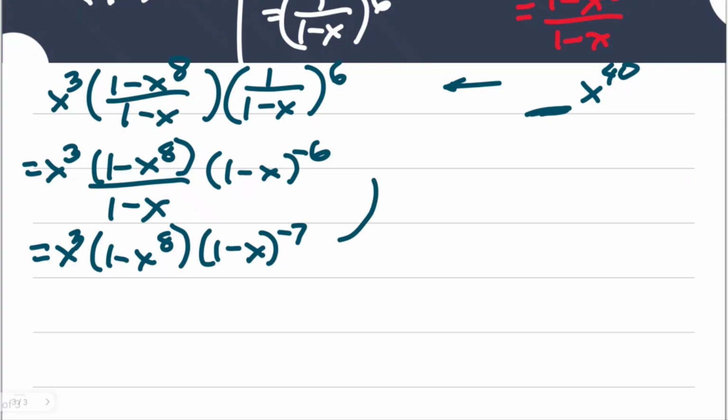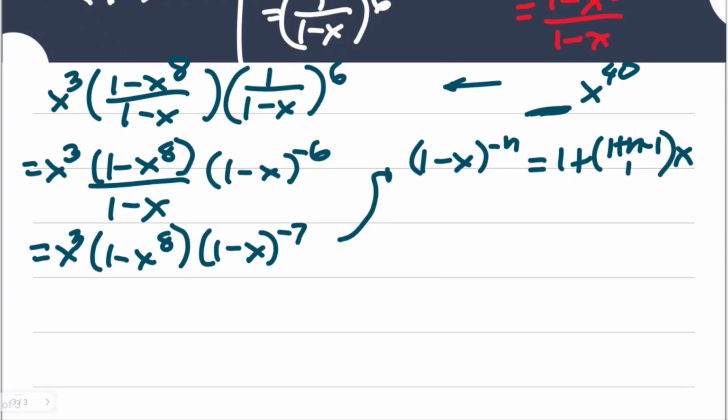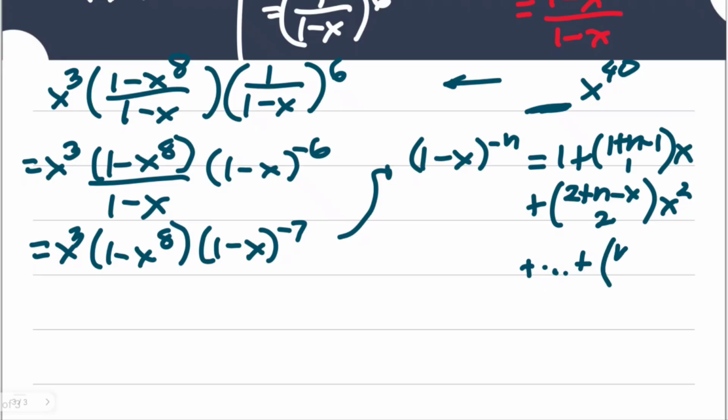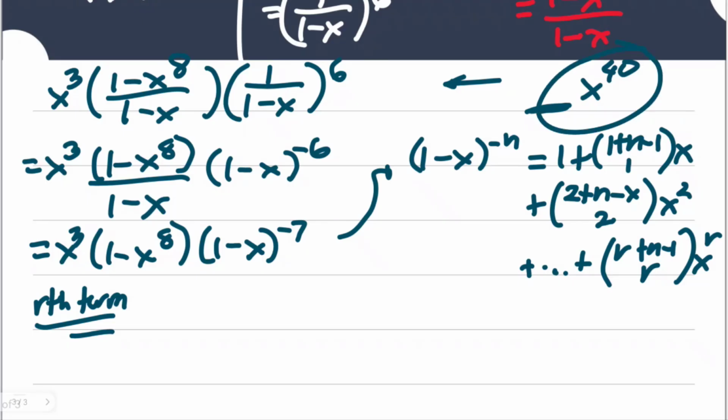And with this now, we can use the version of 1 minus x to the power of negative n, which could be expanded in this form: 1 plus n minus 1, combination 1. That's for x, right? And you have here plus 2 plus n minus x, combination 2, for our x squared, until you reach your rth term of r plus n minus 1, combination r, x to the power of r. We need to solve the general form in rth term so that we can actually solve for x to the power of 40 later on. In short, this for the rth term can be transformed to this form.